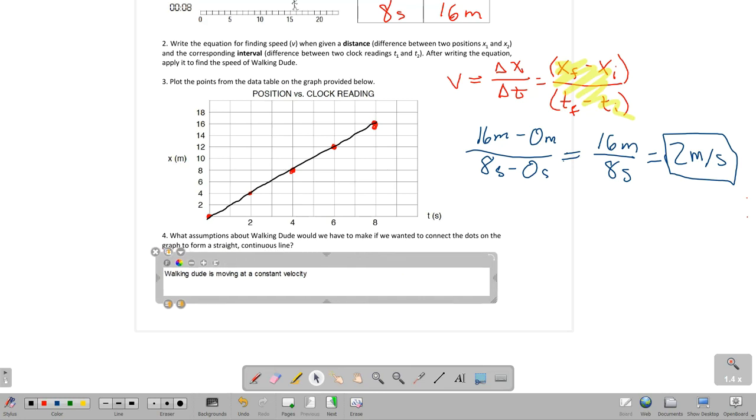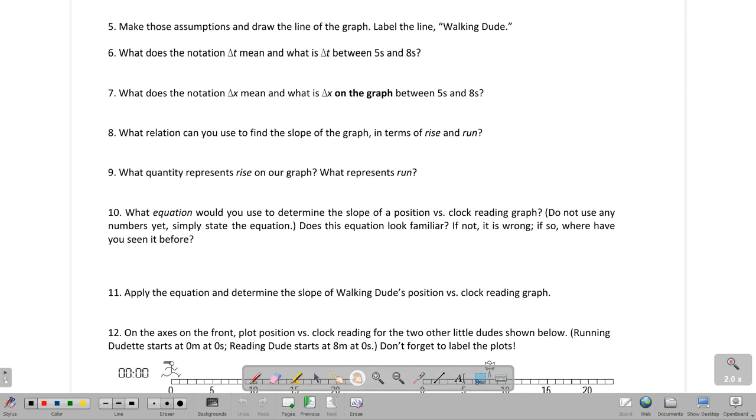Okay, we're now on to page 2 of Little Dudes 1. You can see number 5 there pertains to the last page. It says make those assumptions, draw the line on the graph, which we already did. So we'll move on to number 6 here. What does the notation delta t mean, and what is delta t between 5 seconds and 8 seconds?